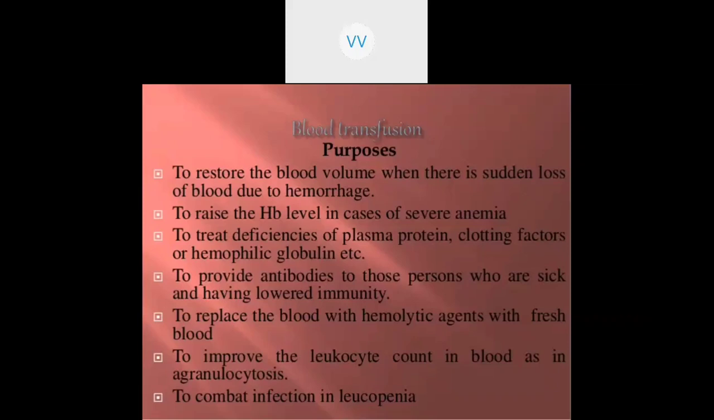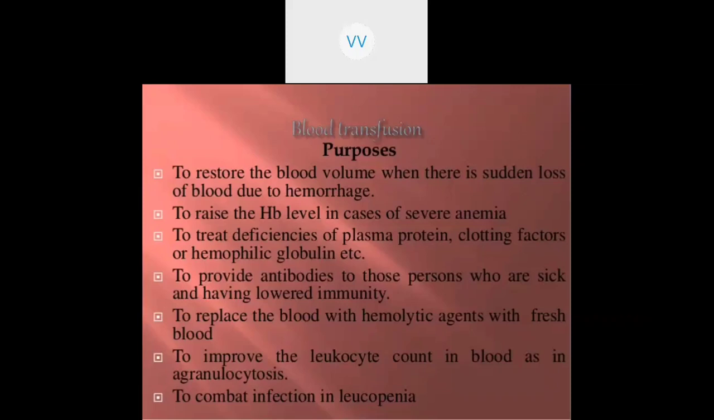That is the first purpose. Second, to raise the HB level. HB means hemoglobin level, in cases of severe anemia. Anemia means low blood or blood loss. A person with low hemoglobin level is called an anemic patient. To raise the hemoglobin level in that person, we administer the blood.